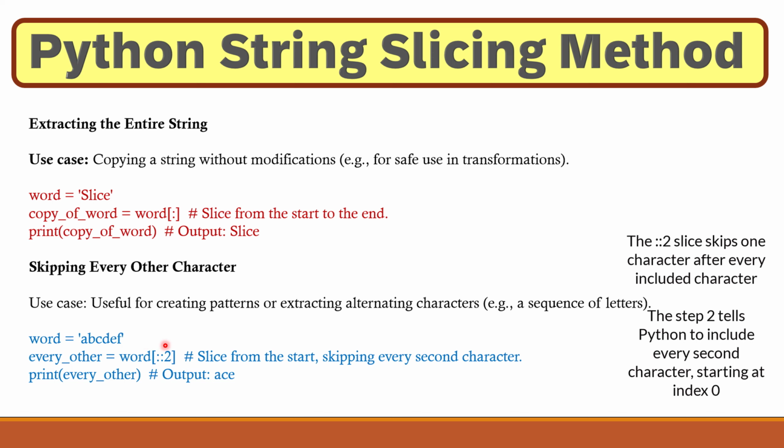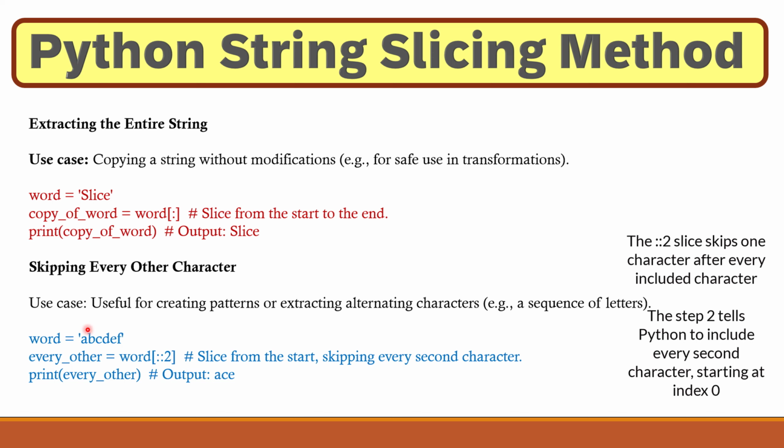And here we are using a double colon because we're not doing anything with the first two, the start and the end. If you recall the syntax, we could use something called step. We have indicated 2 in here, which is the interval between characters to include in the slice. So this is saying slice from the start, skipping every second character. And that's why we get the output of "ace".